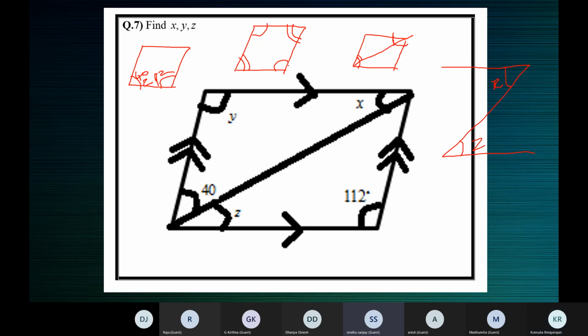For finding X, ma'am. Yeah. Disable your mic. Ma'am? Disable your mic.